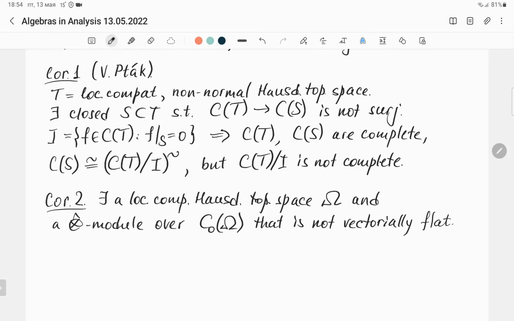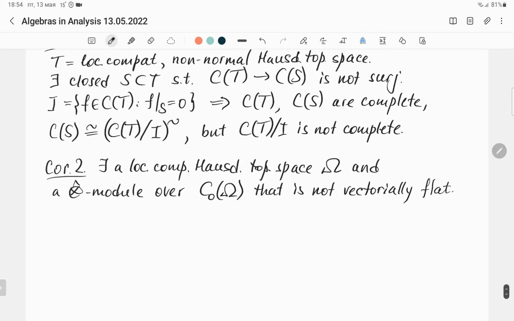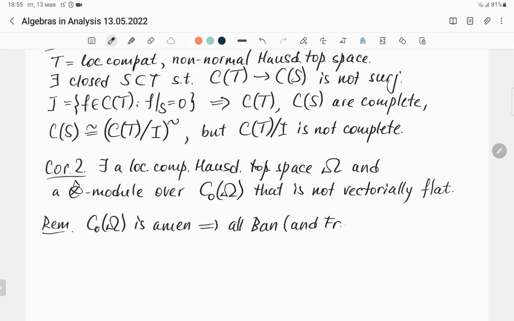Well, why is it strange? This is strange because, let me remark that C0 of omega is amenable. And so all Banach modules, and in fact, this easily extends to Fréchet modules, all Banach and all Fréchet modules over C0 of omega are flat. Or vectorially flat. For Banach and Fréchet modules, this is the same.